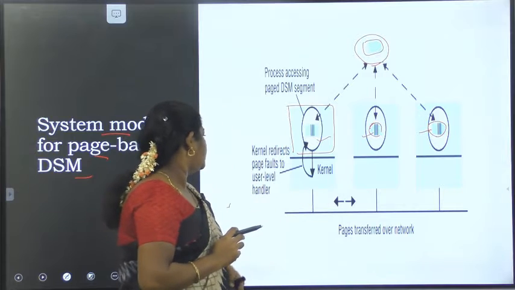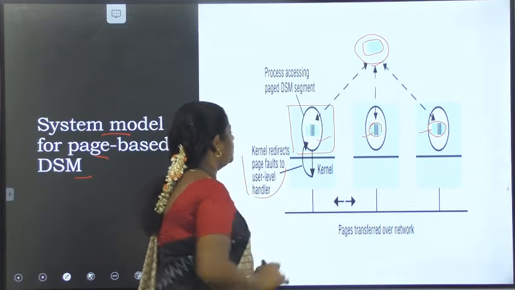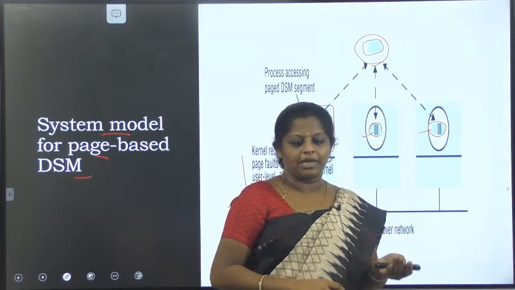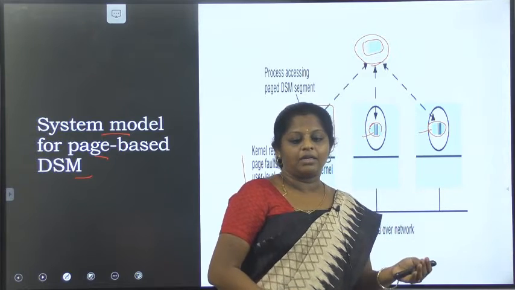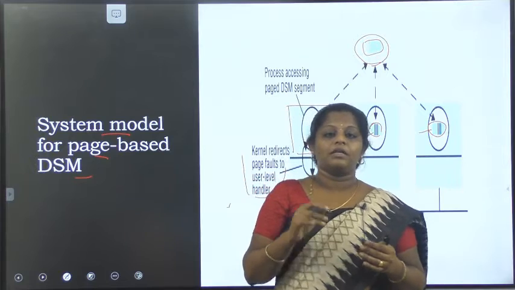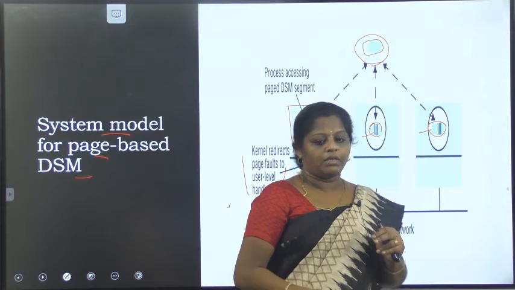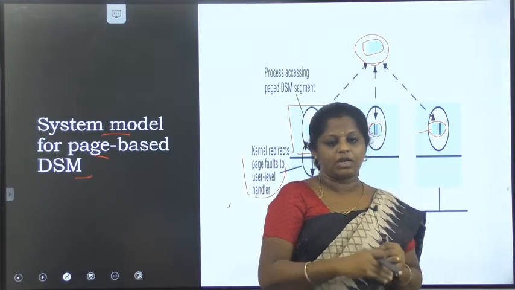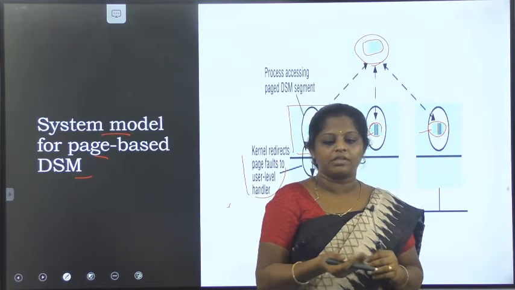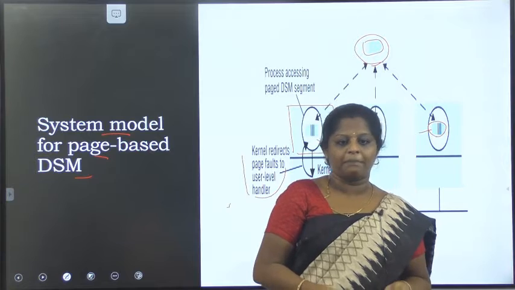What is the use of the kernel here? It redirects the page faults to the user-level handler. It redirects the page fault to the handler that should be specified by the distributed shared memory runtime layer in each process. And the page fault handler runs transparently to the application and processes the faults in a special way, as described, before returning control to the application.